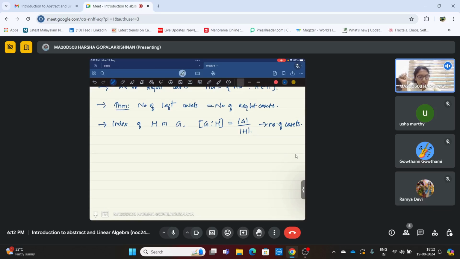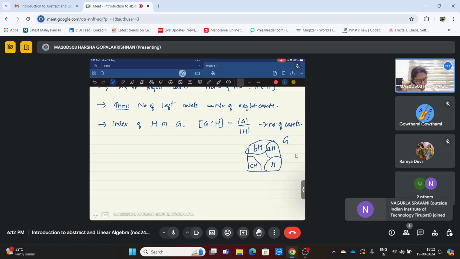What exactly it means is, as we have told earlier, this is our whole G, and we have this H here. Suppose G is a finite group. Again, we have some aH here, some bH here, suppose cH and dH. So in total we have 5 cosets: H, aH, bH, cH and dH. So this 5 is actually the index of H in G, the number of cosets.